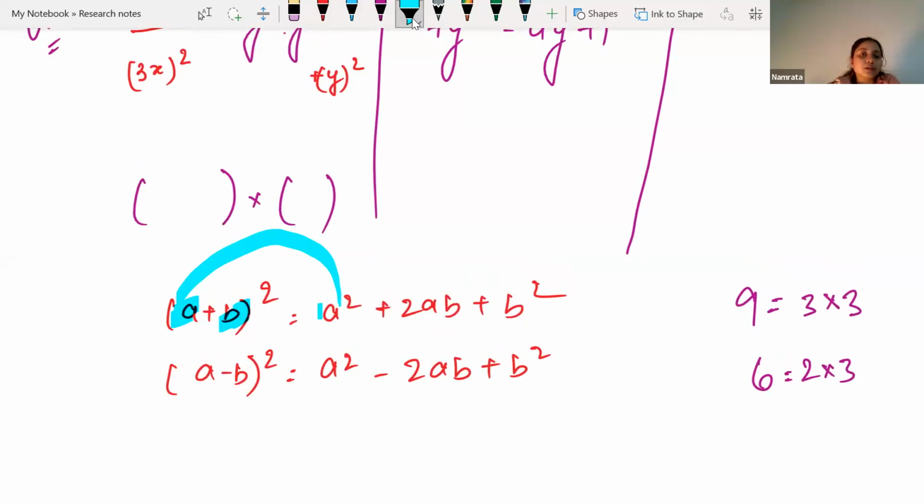First term, that's whole square. Then 2 times the first term into second term. Then whatever is the second term, that's complete square.